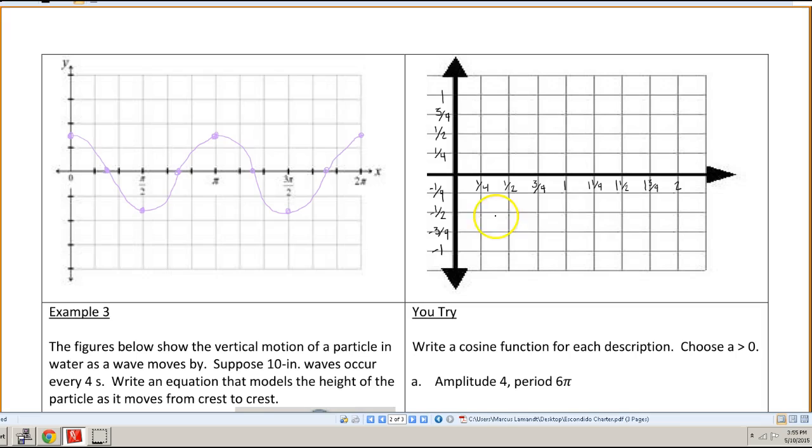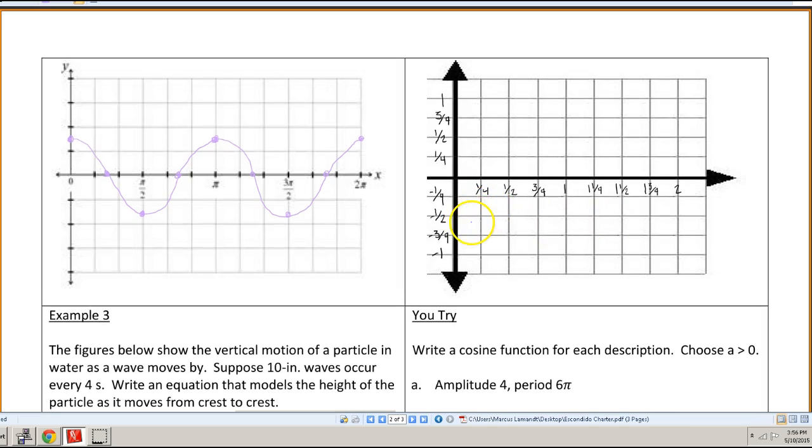I went ahead and labeled these by fourths. You don't have to label it the same way I did. It just makes it a little bit easier, I think, to have it this way. The amplitude is 1/2, and the period is 2. And we know that because it was a negative 1/2 to begin with, the graph is going to be upside down. So it's going to start at negative 1/2, and it's going to end at negative 1/2.